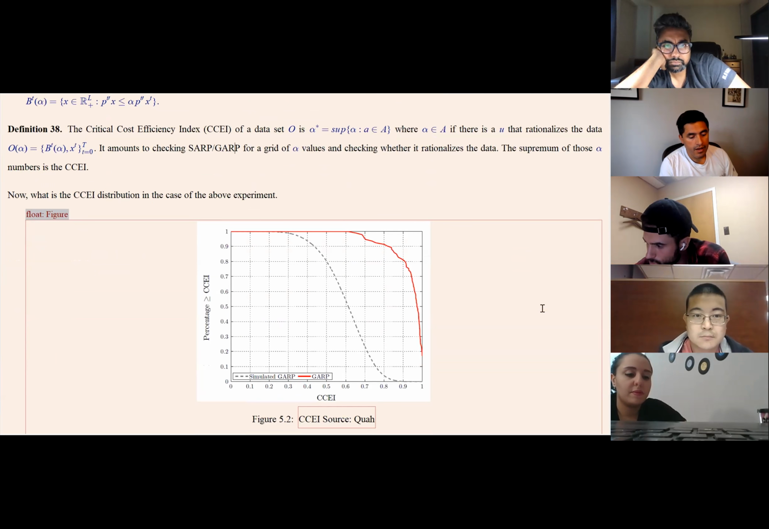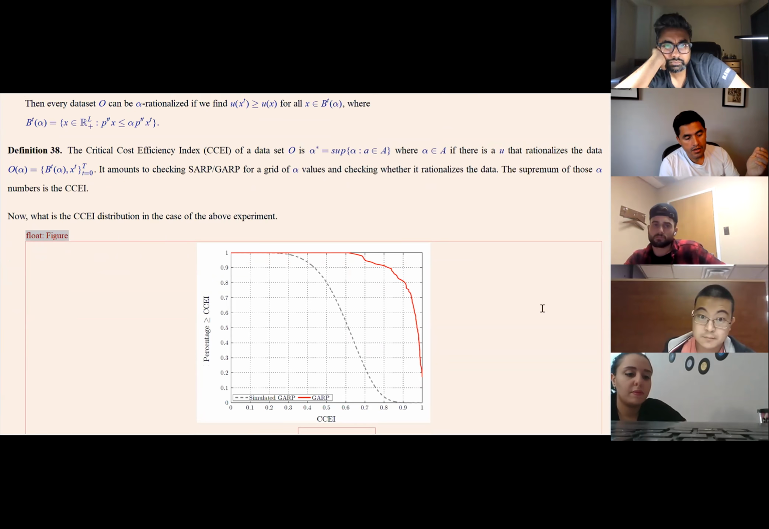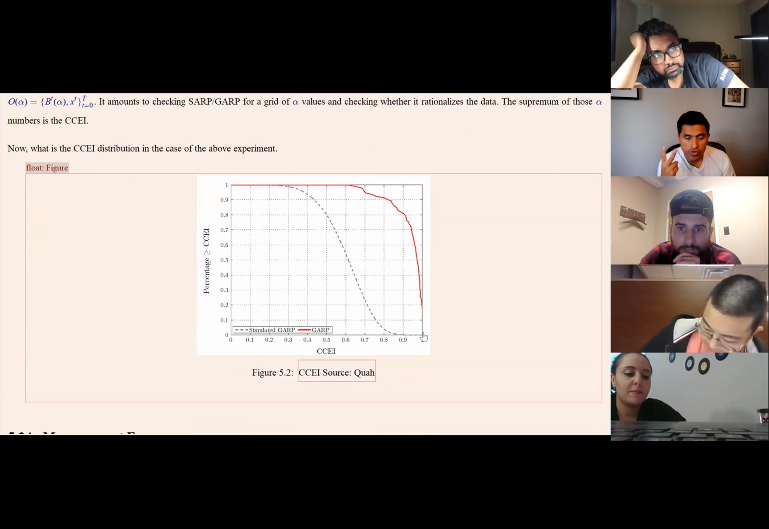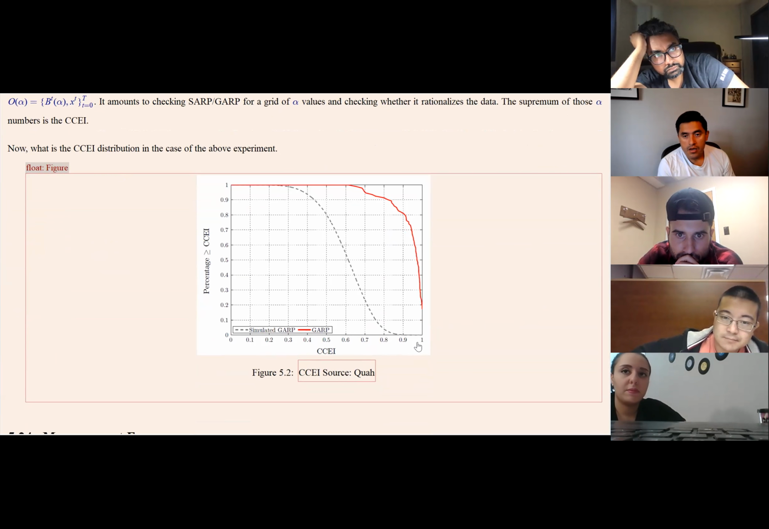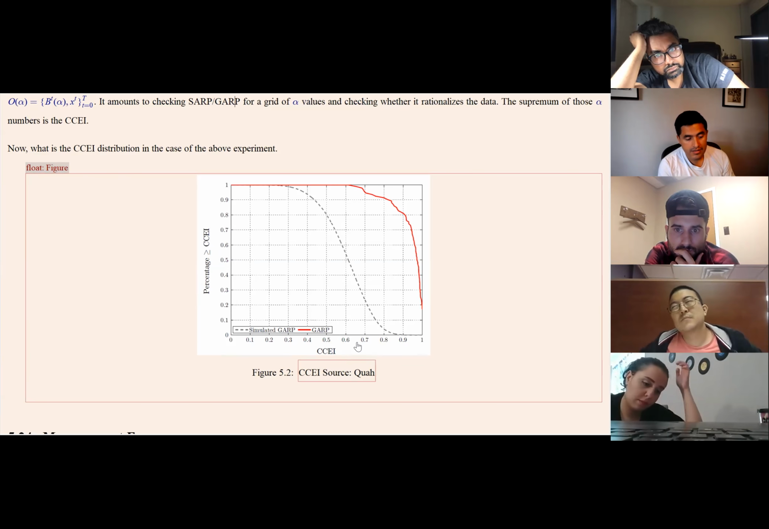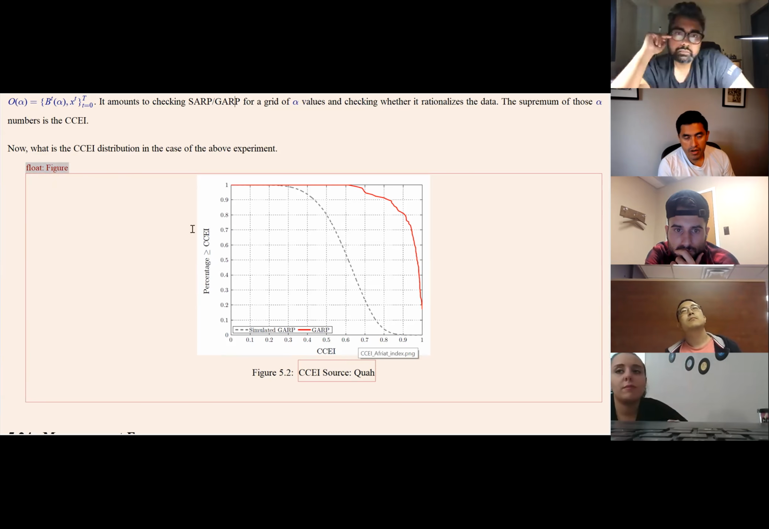Okay, so this alpha here is going to be the fraction of people that are exactly rational. This is the data set for the experiment with 2 goods, 94 students. Here in the x-axis, you can see the efficiency number, from 0 to 1. And in the vertical axis, we have the percentage of subjects in the experiment that have a value of alpha greater than or equal to the particular CCI that I fixed on the x-axis. So this is the percentage of people that are above this level.